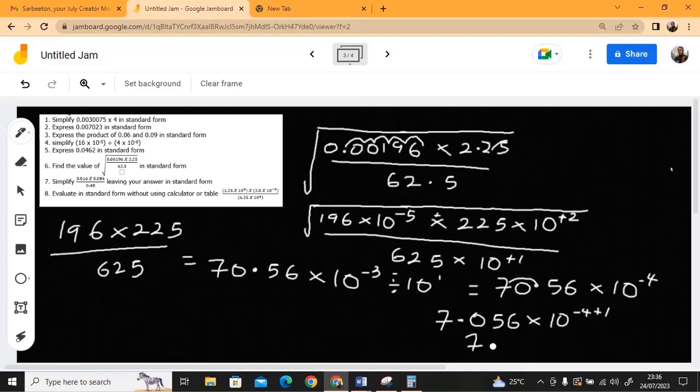So my answer will now be 7.056 times 10 raised to power minus 4 plus 1, which is minus 3. 10 raised to the power minus 3. So this is your final answer.